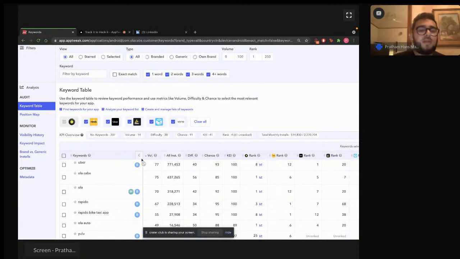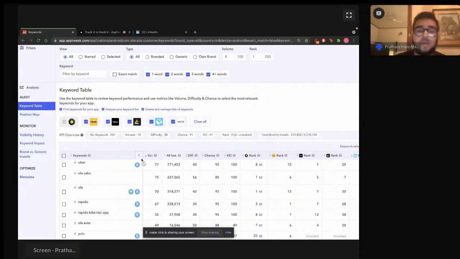And what we have done at AppTweak is that we have done research on millions of these keywords and plotted them in a graph and found out that these keywords are completely non-linear, and the median range in which they fall is between the score of 25 to 27. Now, any keyword that's in the volume range of 25 to 27 is considered to be popular.